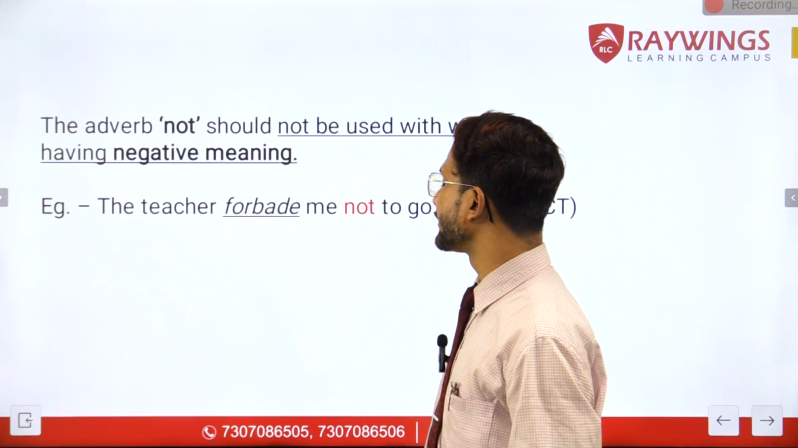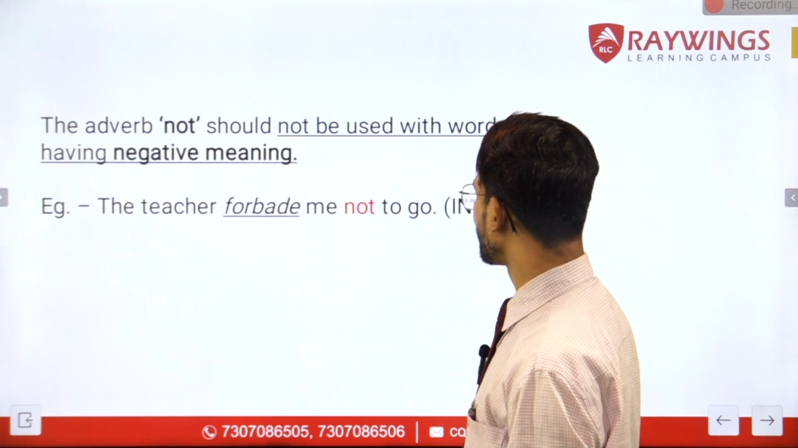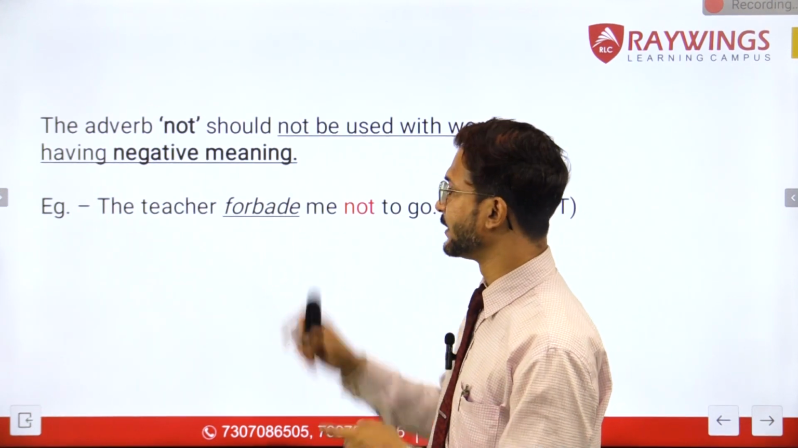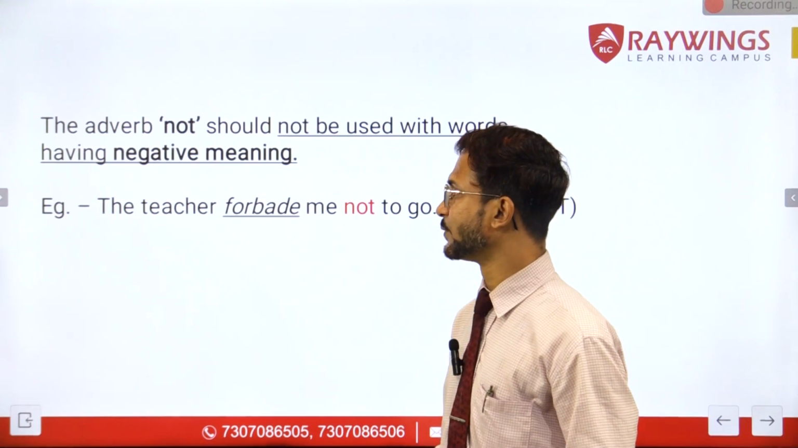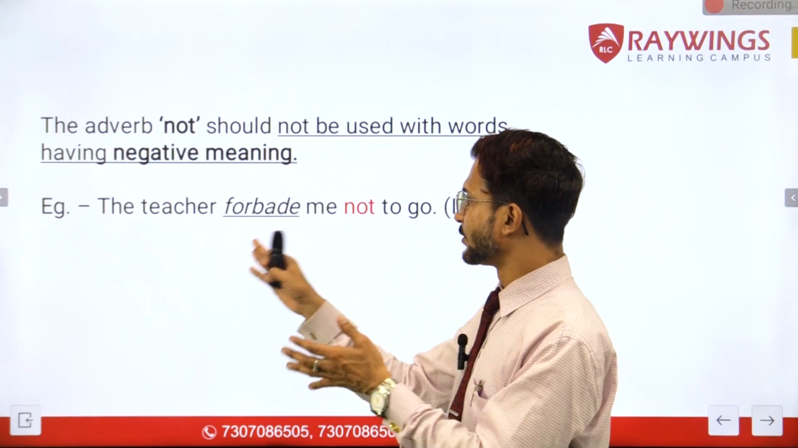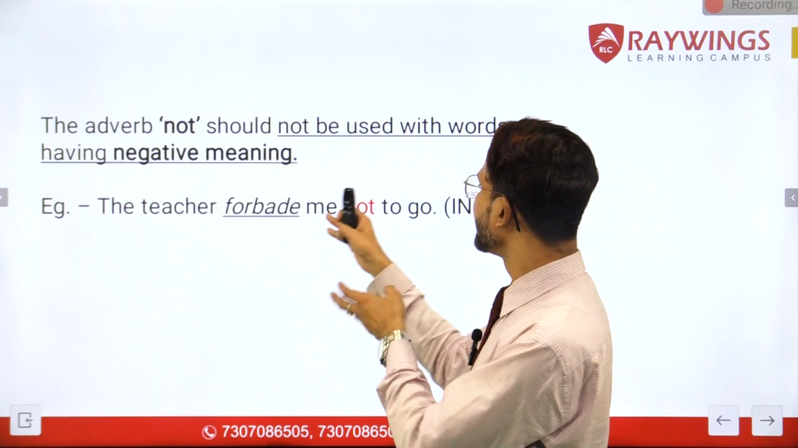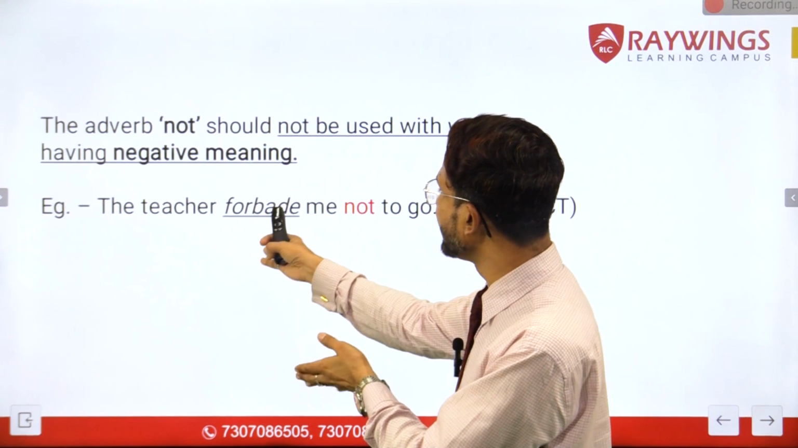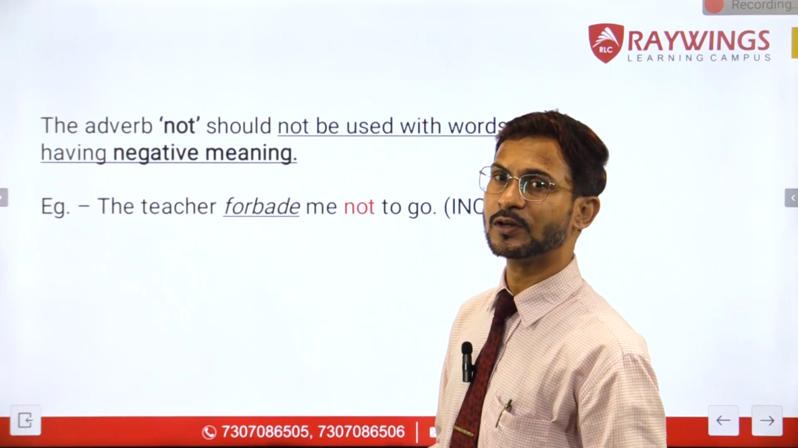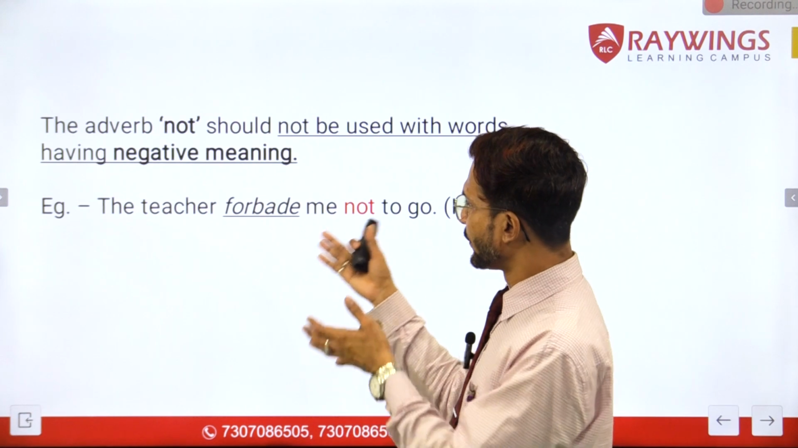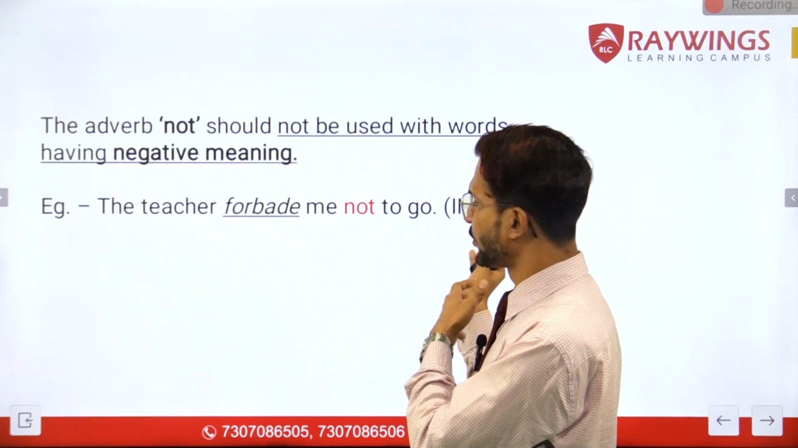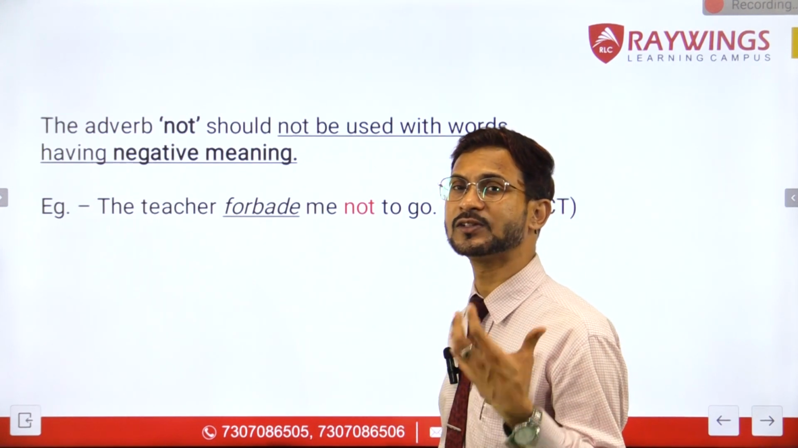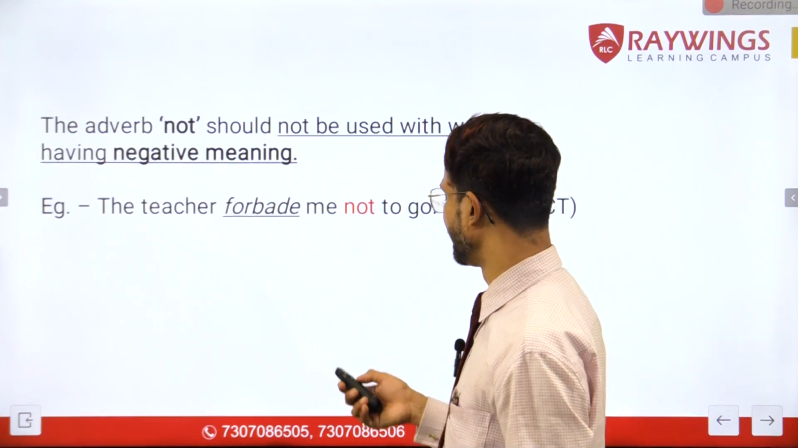Let us look at the example. The example says, the teacher forbade me not to go. Now, this sentence is incorrect. Why is this incorrect? Because forbade is actually a negative word in English. So we will not use not after this, because this will actually nullify the meaning of this particular word. It is actually changing the meaning of the sentence completely.